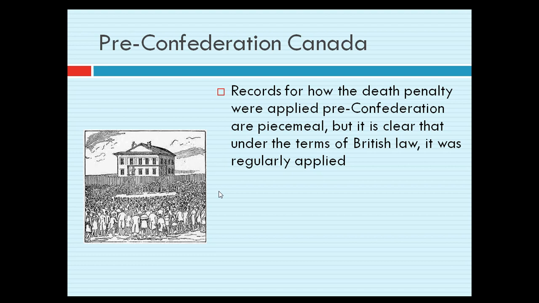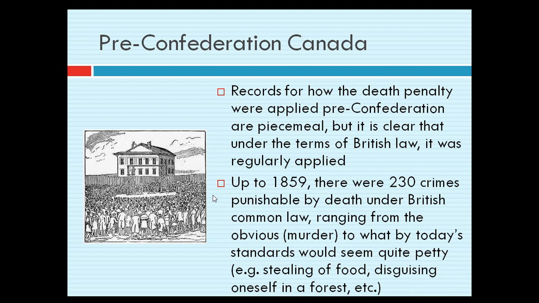We do know, however, that it was regularly applied, and especially from the 1750s through to the 1860s, where records are a little bit more available. We know that it was applied under essentially the terms of common British law, which was the system that was used throughout the colonies. Up until 1859, that was a law set that involved a lot of potential for the use of the death penalty, at least in theory. There are actually, you might find this hard to believe, but it fits with that period and the mindset that existed, over 230 crimes under British common law that could be punishable by death. Some of them include the obvious, like murder, and the vast majority of actual Canadian cases would have involved that.